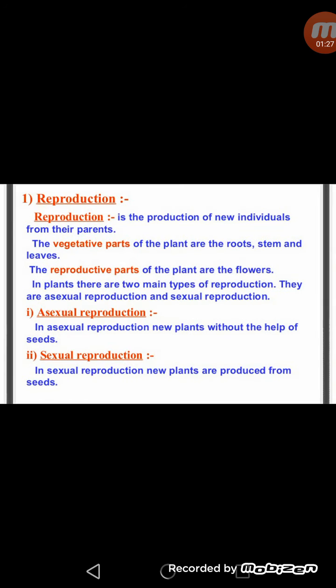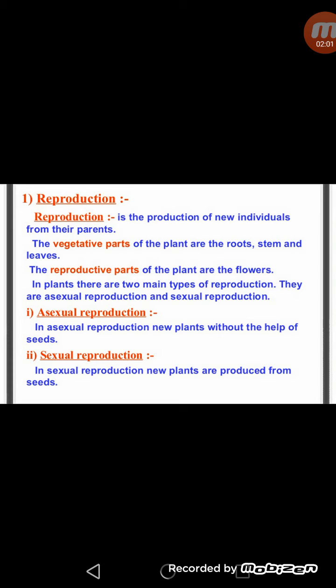Now as we are studying about reproduction, we should know what is reproduction. Reproduction is the process by which new organisms are produced from their parents, or we can say reproduction is the production of new individuals from their parent. The process of producing young ones of their own kind is called reproduction. As I told you, in the different parts of the plant, root, stem and leaves are the vegetative parts of a plant, and the reproductive part is the flowers.